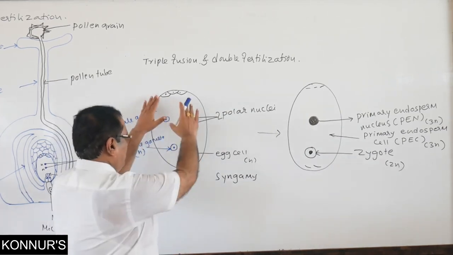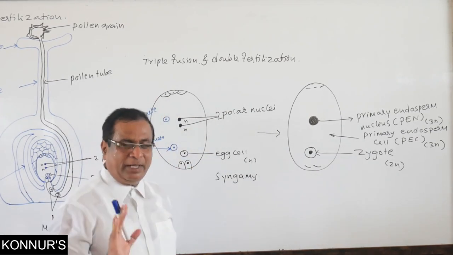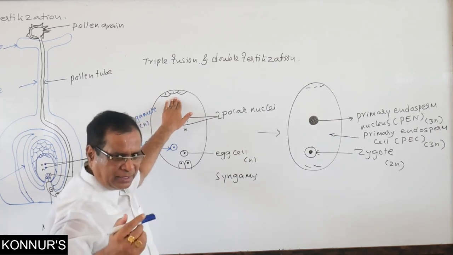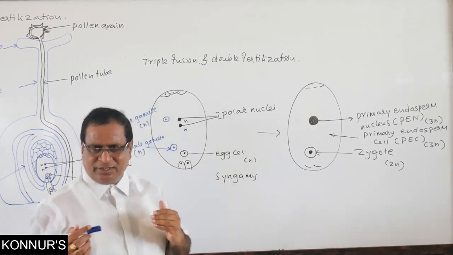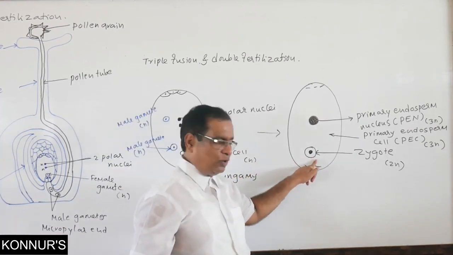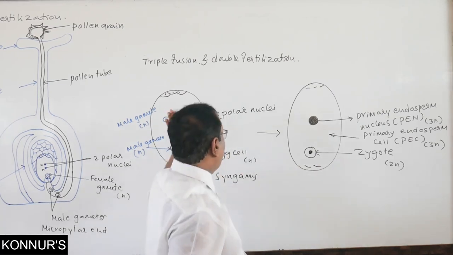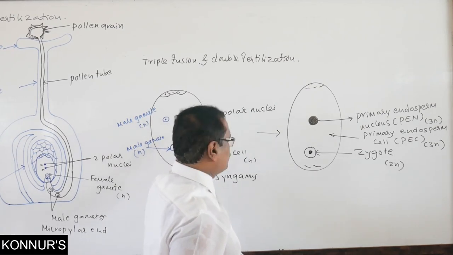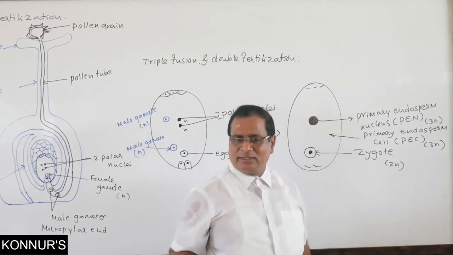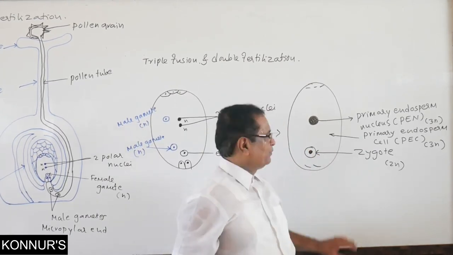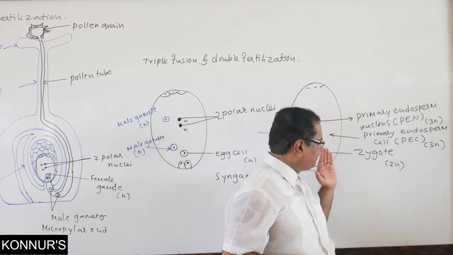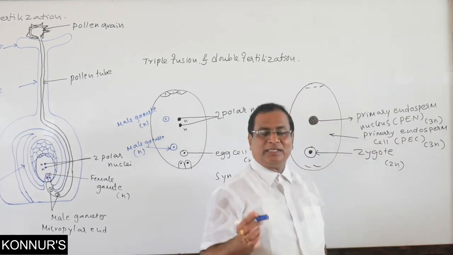So in this embryo sac, a female gametophyte, after fertilization, these three antipodals get degenerated, two synergids get degenerated, and a male gamete and an egg cell fuse to form a zygote, which is named as syngamy, and one male gamete fuses with two polar nuclei, forming primary endosperm nucleus, a triploid nucleus, and this central cell becomes primary endosperm cell, PEC, that is a triploid cell.